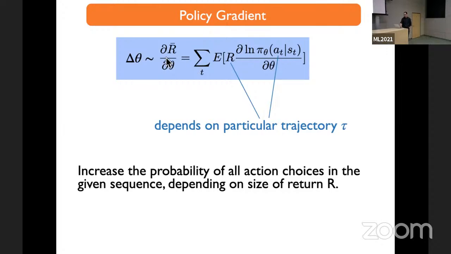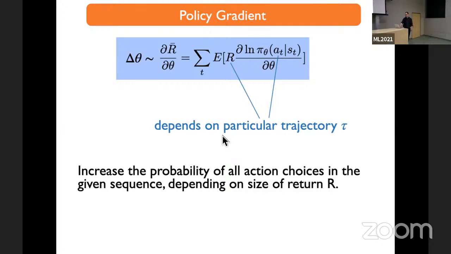Okay. So we arrived at this formula simply by saying, we want to apply gradient descent to the expected return. So dR over d theta, that should be our change of theta. We know that that's the same thing you do for supervised learning for a neural network. We know that this should move towards higher values of R. Okay, so that's all.